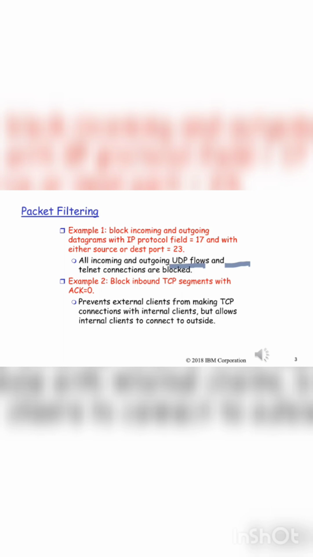The second one, when we block inbound TCP segments with the acknowledge bit set to 0, this is preventing external communicators from making TCP connections with internal clients, but allows internal to communicate to the outside, which is a security policy that says that we trust our inside guys more than we trust our outside guys.